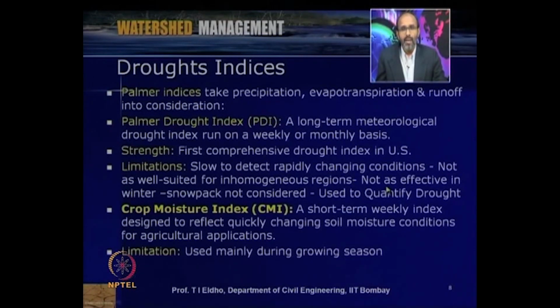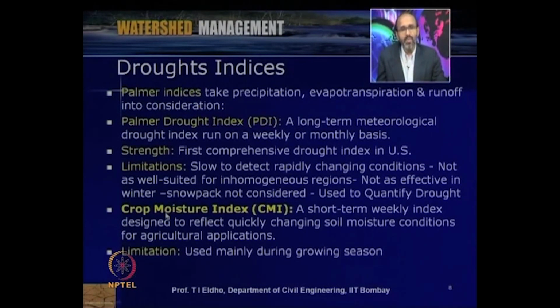Then this Palmer index is not as effective in winter. So, especially in the summer season, the Palmer index has been found to be very effective, but whenever there is winter, snowpack, snowfall, all those things, then this index has been found to be not so effective. As we discussed, this Palmer drought index is used to quantify a drought in terms of a number. We will be discussing the Palmer index later.